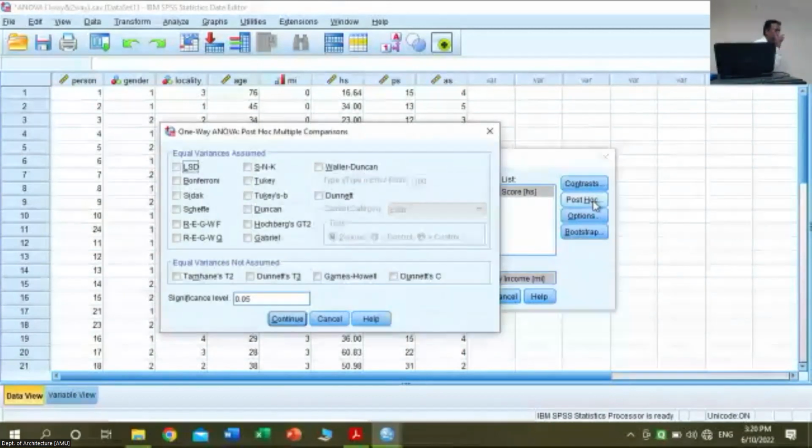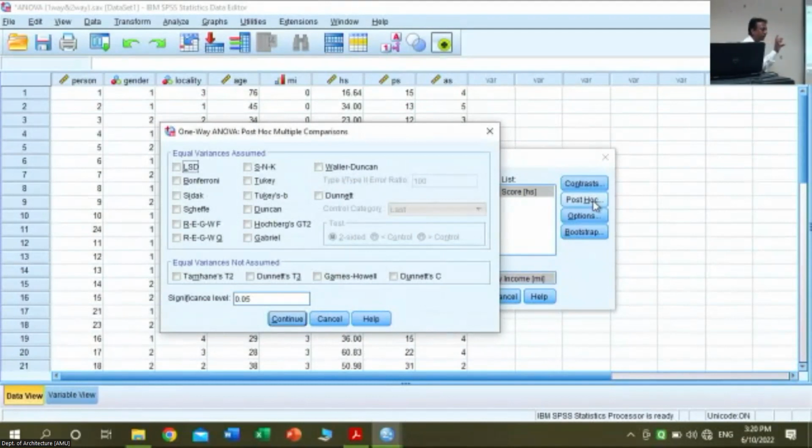Actually, initially in this first table, the ANOVA table, it will show whether the model is significant or not on the basis of p-value. If the model is significant, then multiple comparison will be done on the basis of mean difference or p-value. Here the first group will be compared with the second group, first with the third group, like that. So there are several options here, but the Tukey test can be applied in most cases, so I'll select the Tukey test for multiple comparison. Okay, and Continue.